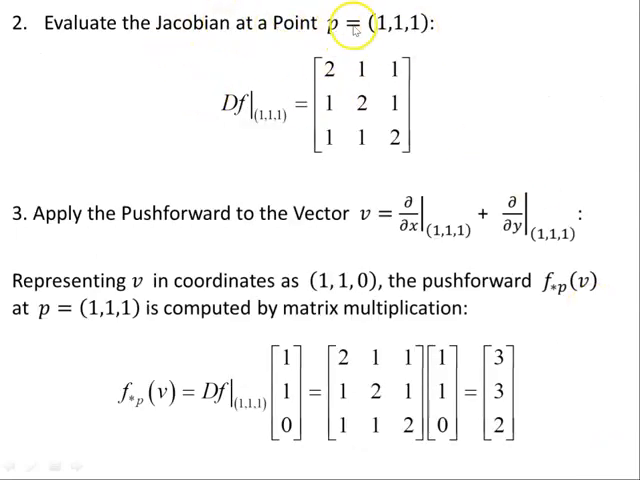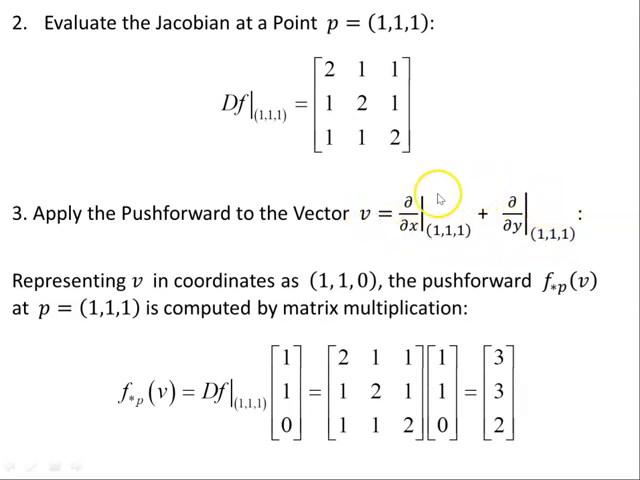Evaluate the Jacobian at the point P. So we're going to substitute 1 into all of those. So we end up with dF evaluated at (1, 1, 1) gives us 2 along the diagonals and 1 everywhere else. That's step 2. Step 3, apply the push forward of the vector V.